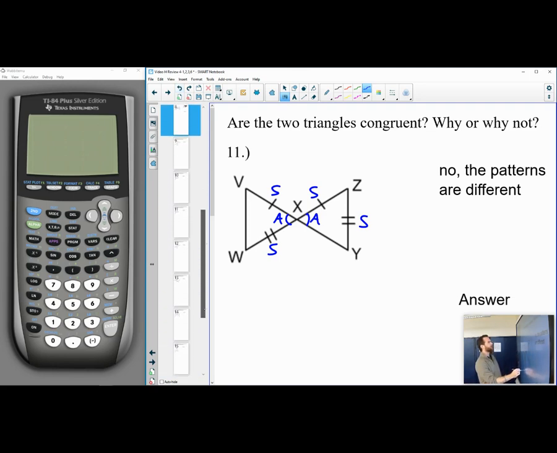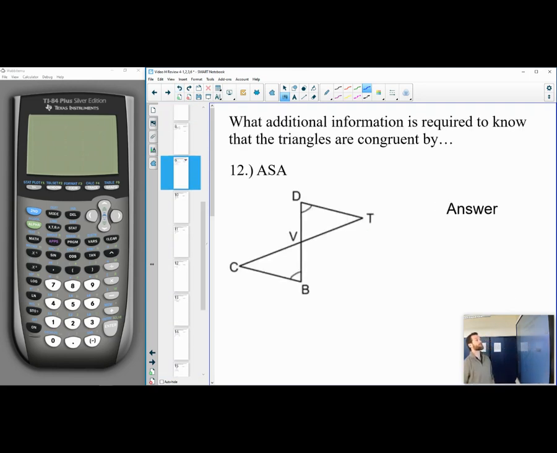All right, let's scroll down. I think we're on to a new section. Yeah, so now the directions are changing. So it says, what additional information is required to know that the triangles are congruent by, and number 12, they want us to use angle, side, angle.